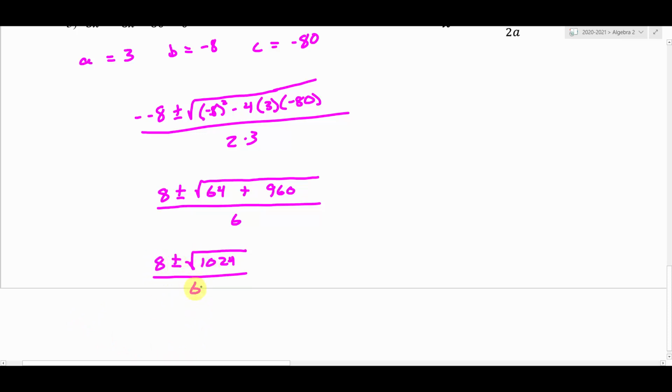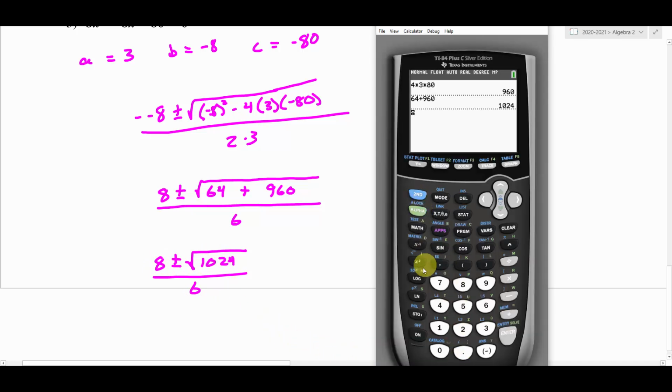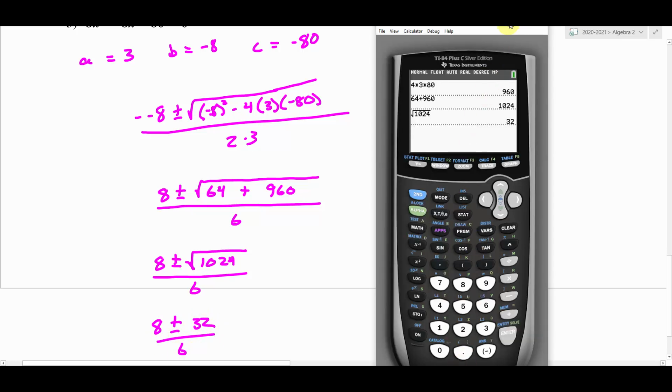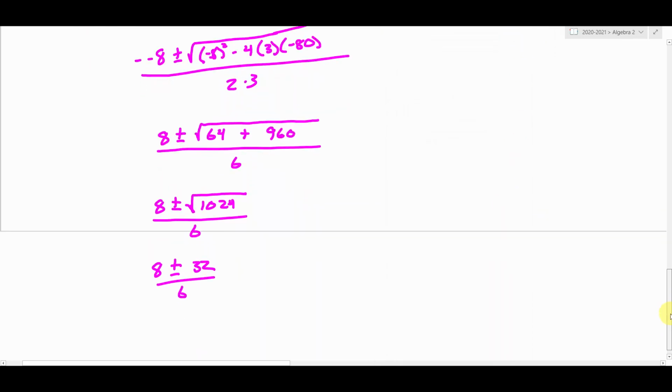All right, so now I'm looking for something to do. I'm going to do this square root of 1024. And again, I'll grab my calculator. I'm going to do 1024, and we got a nice number, which is really cool. So we got, I'll just write it down below, 8 plus or minus 32 over 6. Yep, 32. Just making sure I didn't mess that number up.